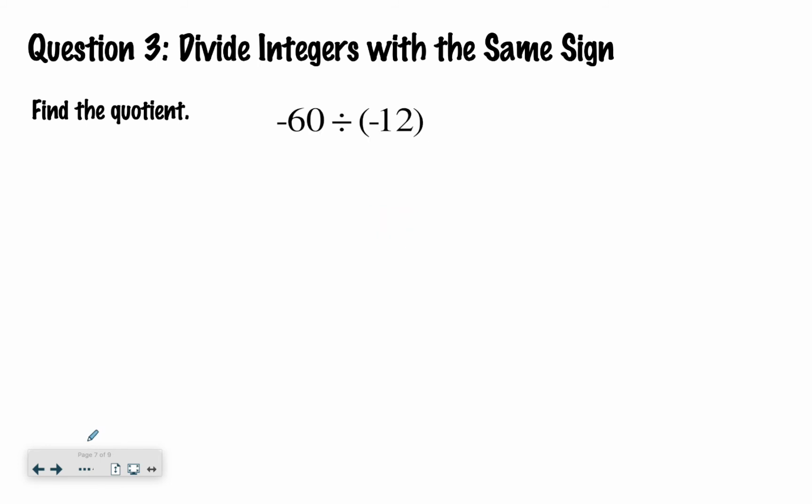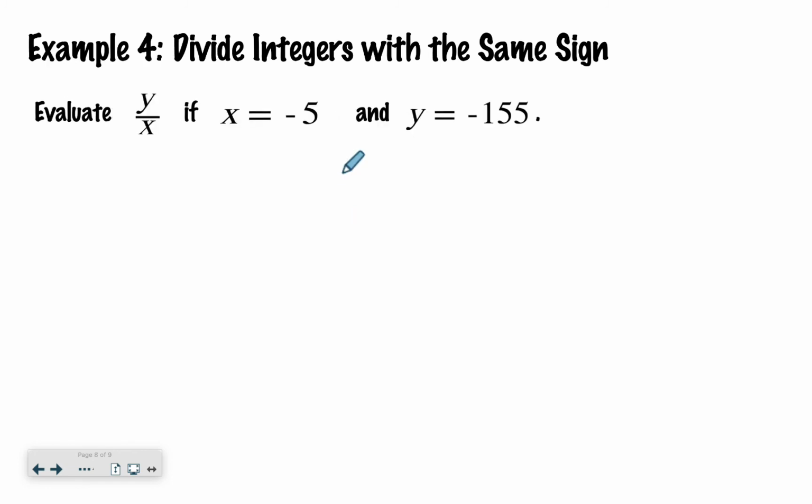All right, this is another question for you to solve on your own. Find the quotient. Negative 60 divided by negative 12. Good luck. Hopefully you discovered that this was also a positive 5. If you didn't get that, please be sure to reach out for some help. I'm happy to help you. All right, last example for today.